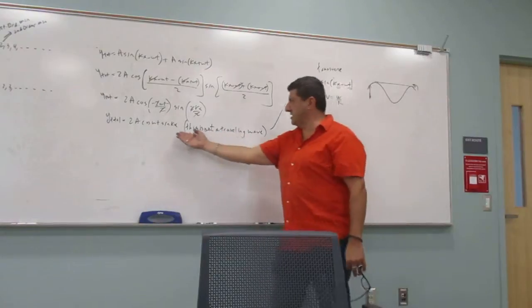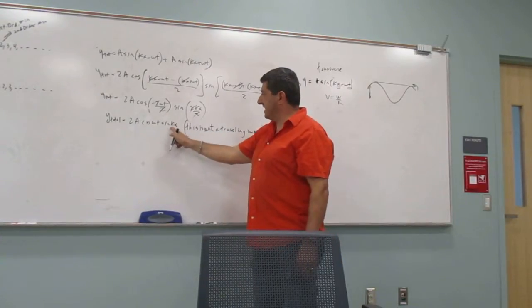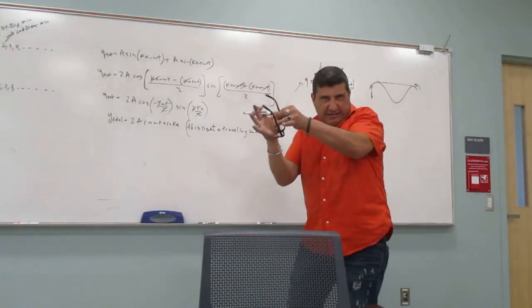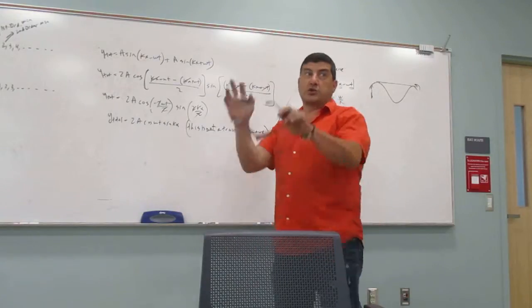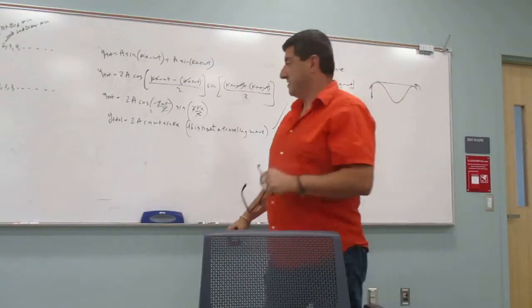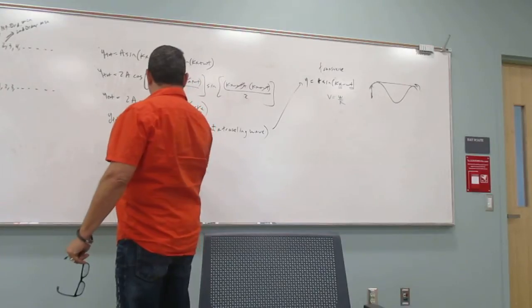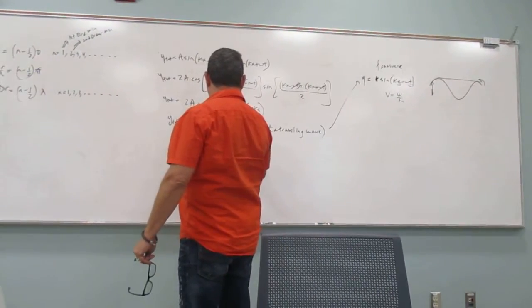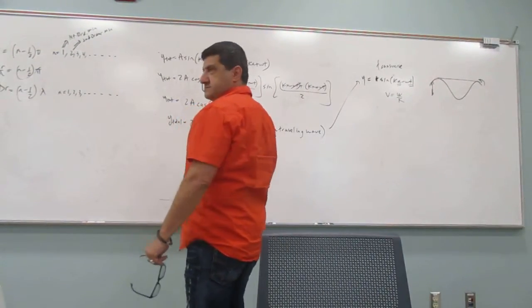But then what the heck is this? Here you don't have the kx and the omega t under the same trig function. Well, it's called a standing wave. Standing wave. I have a question.